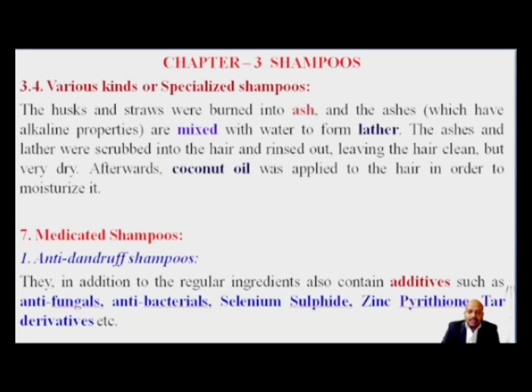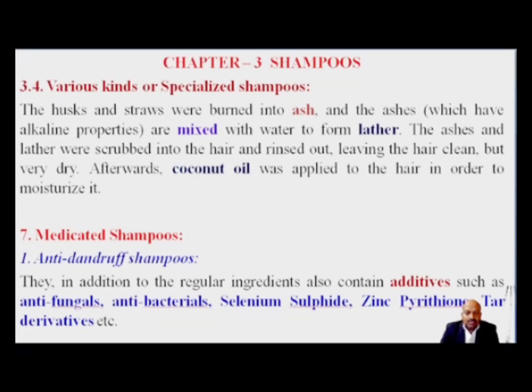The husks and straws were burnt into ash, and the ashes, which have alkaline properties, are mixed with water to form the lather. The ashes and lather were scrubbed into the hair and rinsed out, leaving the hair clean but very dry. Afterwards, coconut oil was applied to the hair in order to moisturize it. This is a very simple process of application.